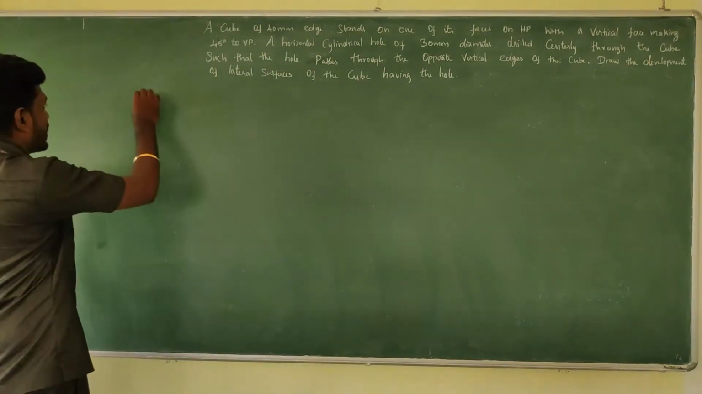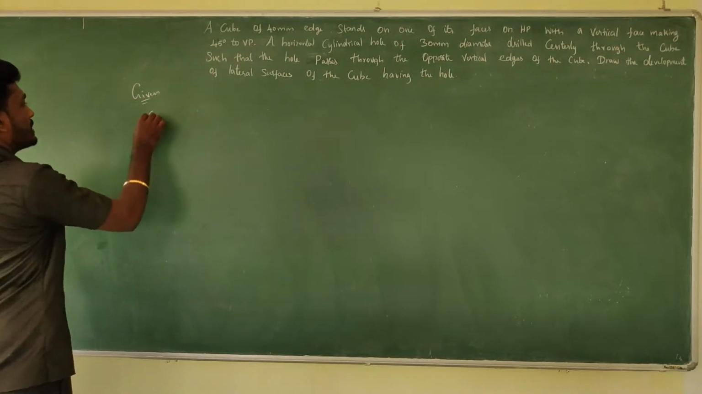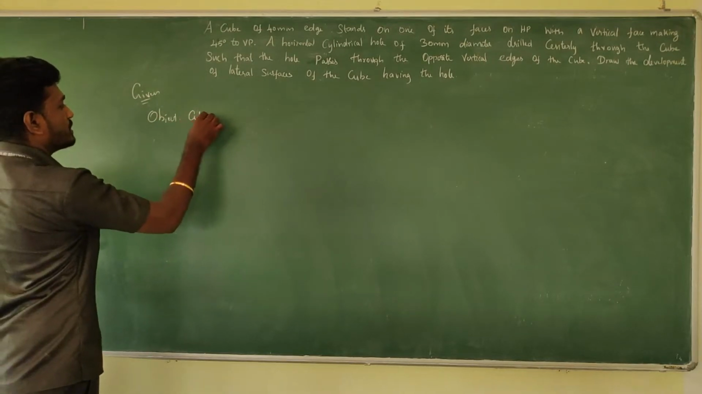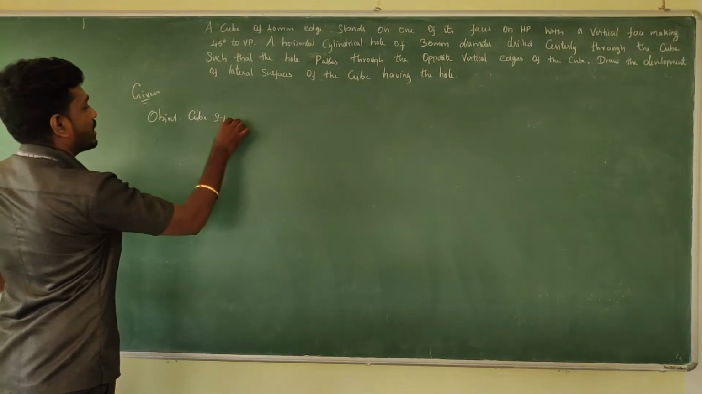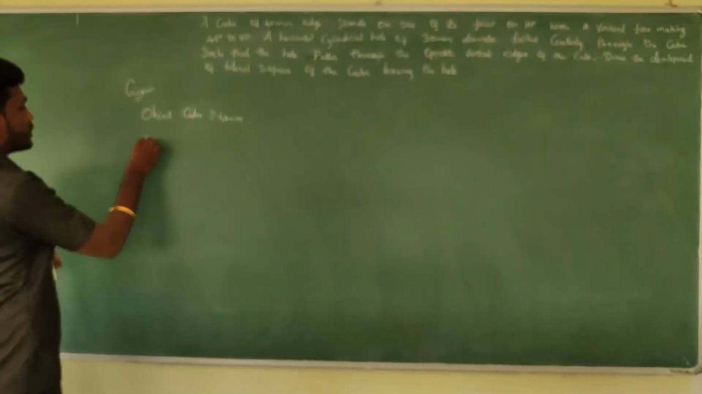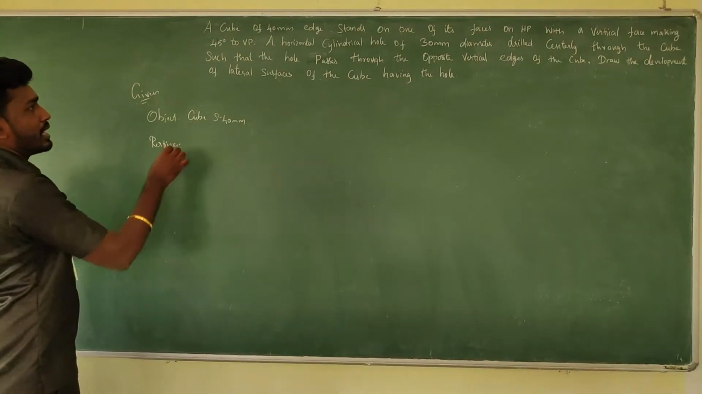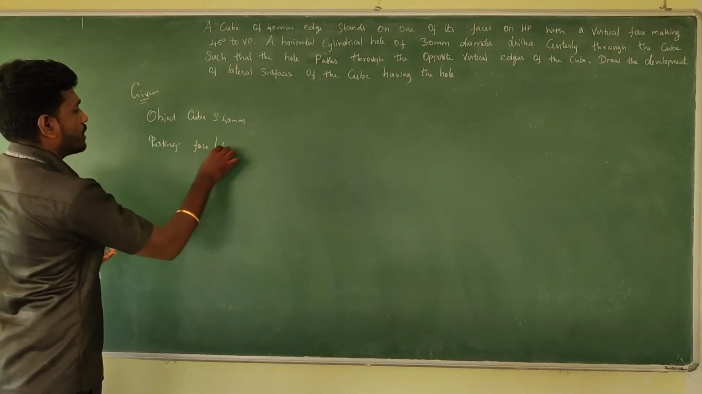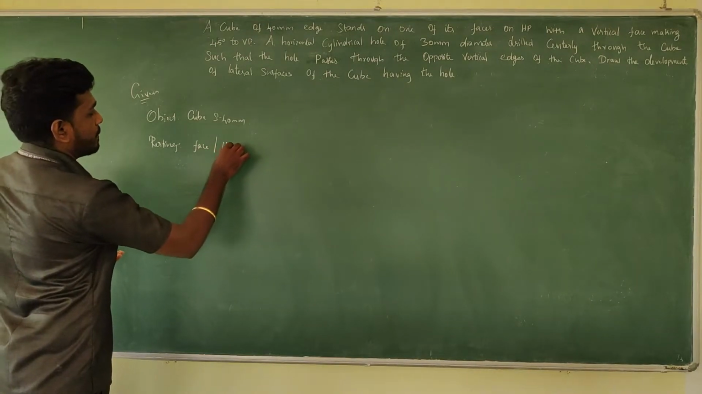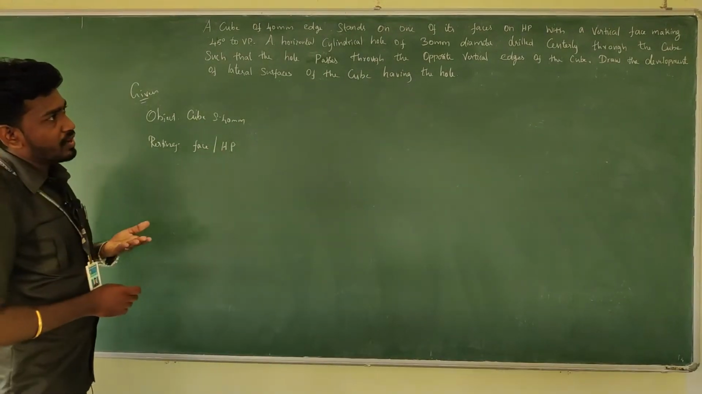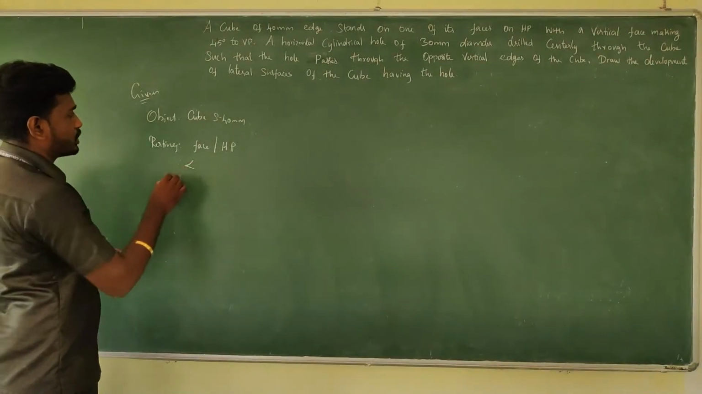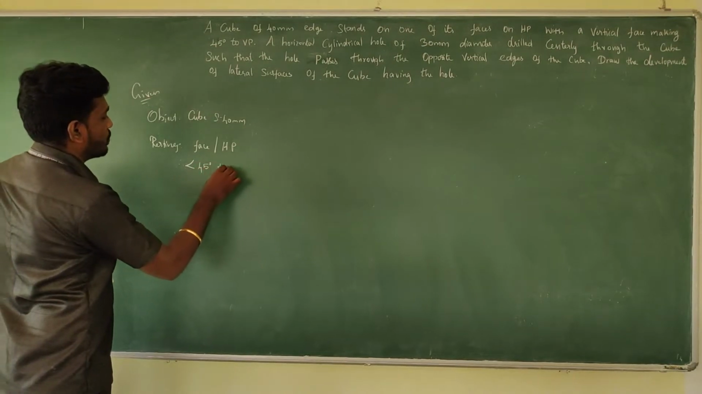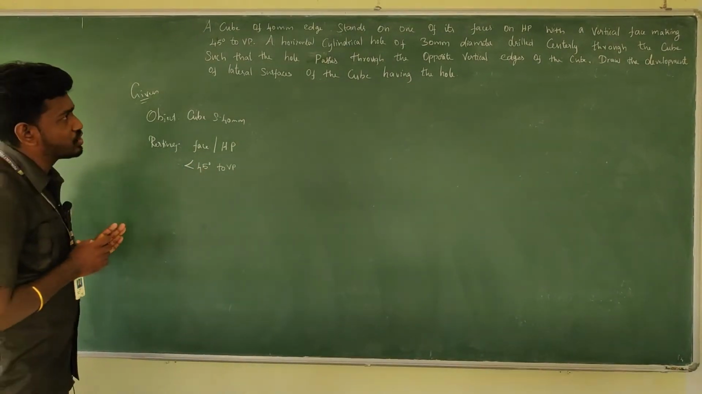First of all, try to take all the given data. What is the object? The object given here is a cube, and the side measurement is 40 mm. It is standing on one of its faces on HP, with a vertical face making an inclination. While positioning, you must be careful. The vertical faces are at 45 degrees to VP. This is how the position has been placed.